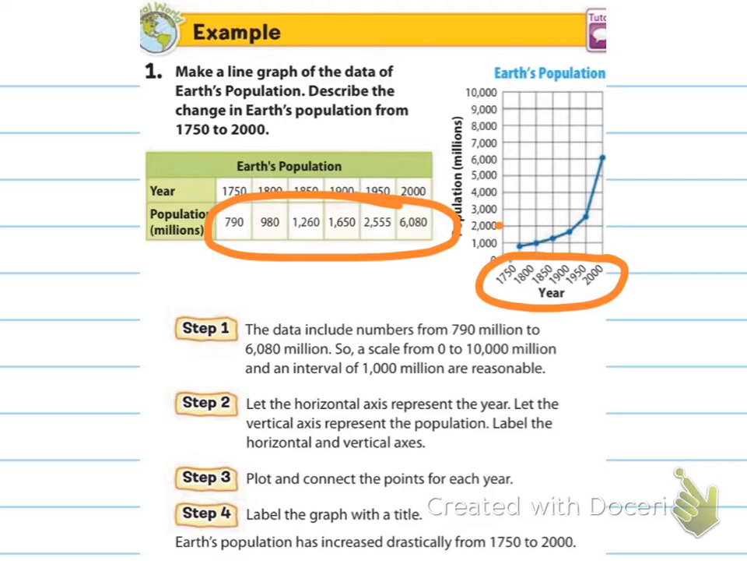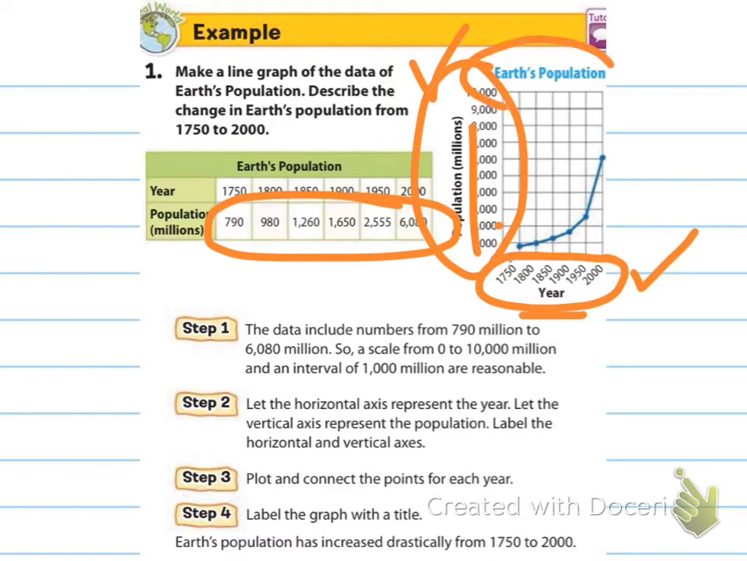So let the horizontal axis represent the years, and let the vertical axis represent the population, and then label them as such. And then plot and connect the points, which they've already done for us, and then label the graph with a title. Earth's population has increased drastically from 1750 to 2000. Most specifically from 1950 to the year 2000, there was a huge increase. Otherwise, it was kind of a steady increase, but then it really jumped.